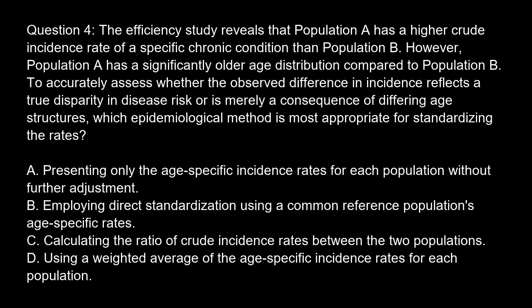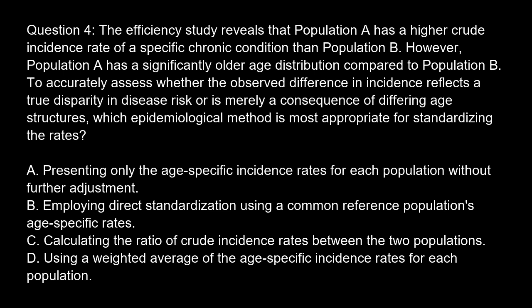Question 4. The efficiency study reveals that population A has a higher crude incidence rate of a specific chronic condition than population B. However, population A has a significantly older age distribution compared to population B. To accurately assess whether the observed difference in incidence reflects a true disparity in disease risk or is merely a consequence of differing age structures, which epidemiological method is most appropriate for standardizing the rates?